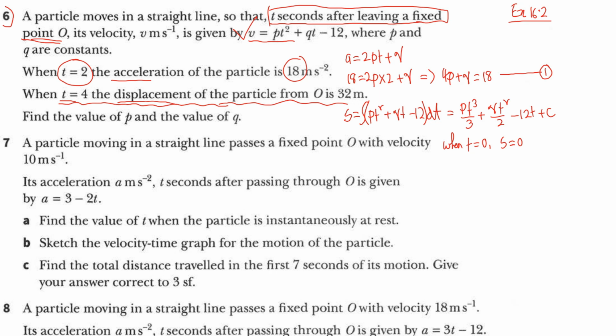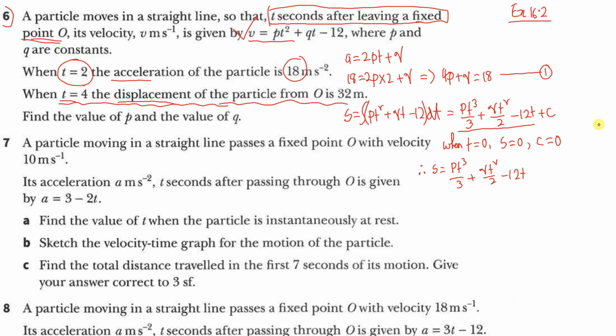So if we put t as 0, we can find the expression of s equals 0 when t is 0. Then c becomes 0 as well, because if we put 0, everything becomes 0, s is 0, so c equals 0. So our displacement expression we can rewrite as p t cubed by 3 plus q t squared by 2 minus 12t. This is the displacement expression.